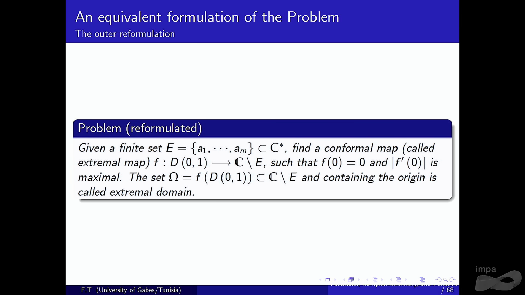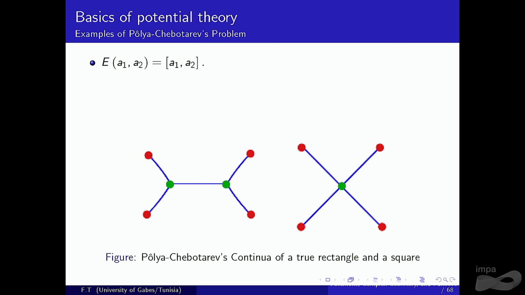Now we can reformulate our problem as follows. Given a finite set E formed by a_1, etc., a_m from the sphere minus 0, find a conformal map, called the extremal map, from the disk to C minus E, such that f of 0 equals 0 and the absolute value of f prime of 0 is maximal. Remember, for those who remember the proof of the Riemann conformal mapping theorem, you have something like this. Okay, here are two examples.